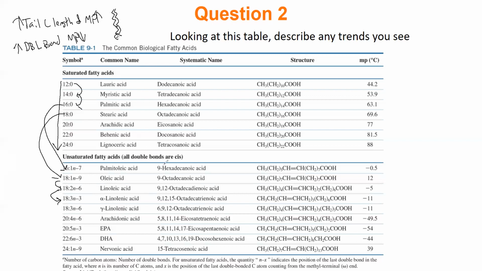So that's another trend. And the last trend that we already talked about is if you look at the double bonds, they're always separated by units of 3. So double bonds in fatty acids are always 3 apart if you have multiple double bonds. So those are the general trends that I saw in this data table. So yeah, any questions about that?